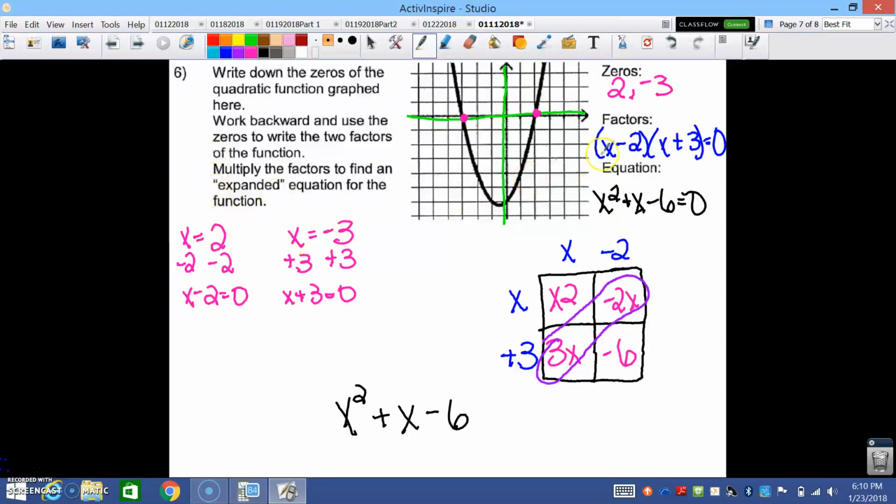All you had to do was find the zeros, which you can easily get from the graph, right? Set those zeros equal to x, and then solve for 0, right? You want to move everything to one side so we can get our factors, okay? And the way we get our expanded equation is you multiply those two factors using either your box, or the FOIL method, or double distribution, whichever you prefer, right? And that'll get you your expanded equation, okay?